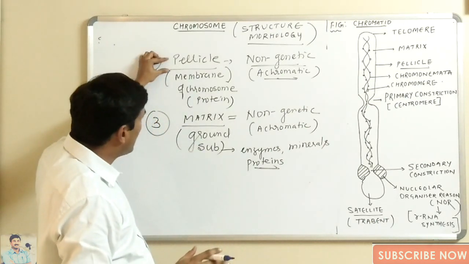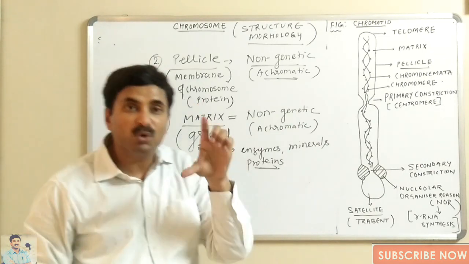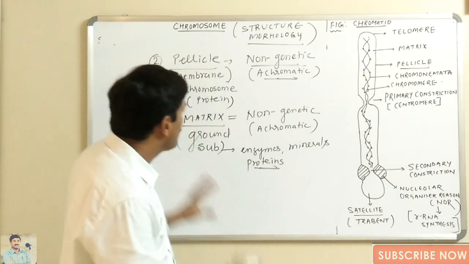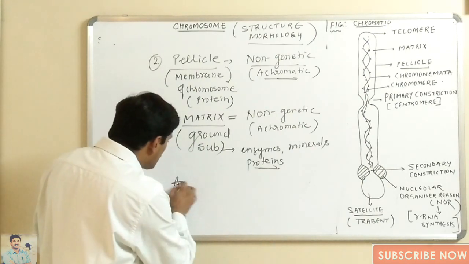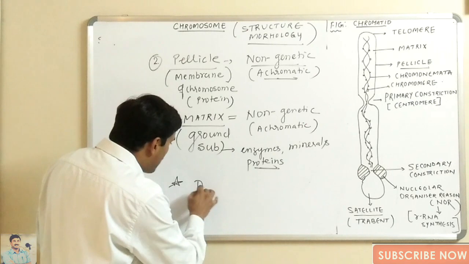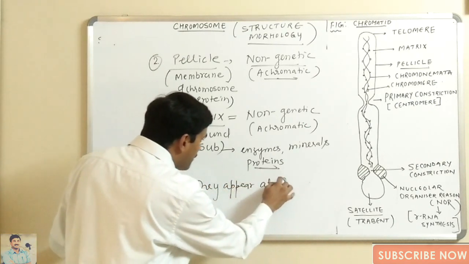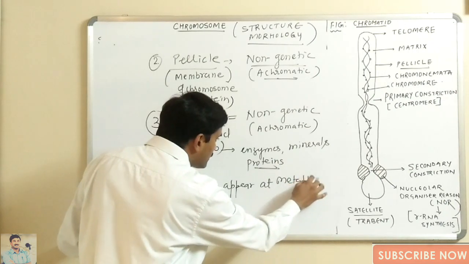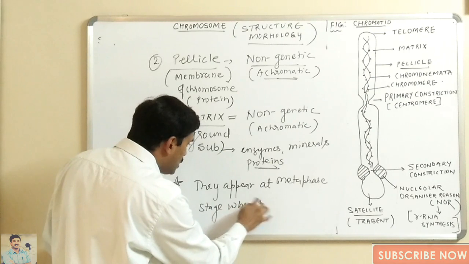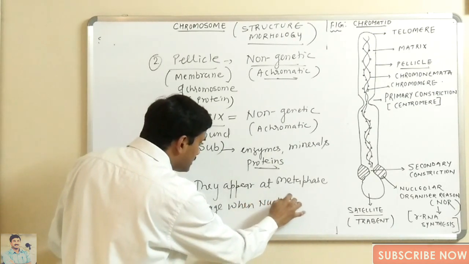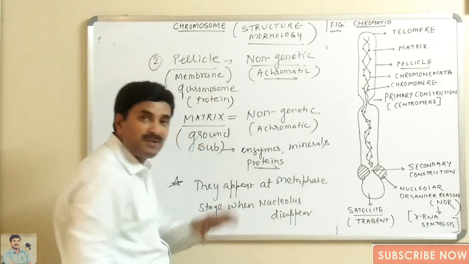So the pellicle, which is the membrane, and the ground substance which is filled in the chromosome, both these parts are not associated with heredity. They are non-genetic and they are achromatic. But one thing to be noted here is that they appear at the metaphase stage when the nucleolus disappears. Very important to note here what happens when we study cell division.